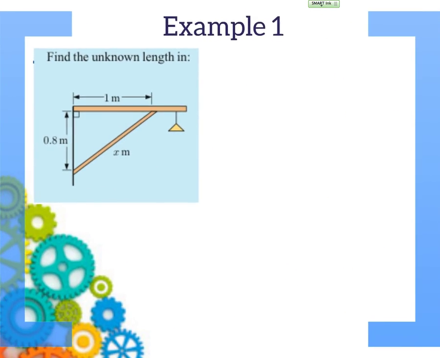Let's just try this. So I want you guys to go for it. Remember, c squared equals a squared plus b squared. Go ahead and see what you come up with on this one.